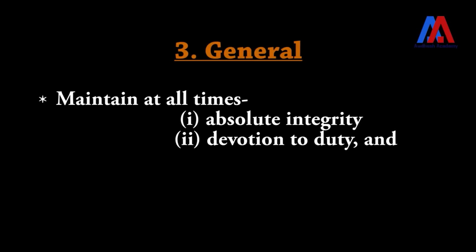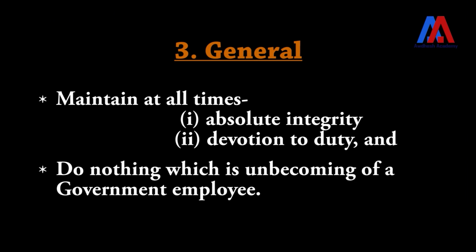So let us start with the conduct rules. The first is the general clauses of the conduct rule, which are provided in Rule 3 of the rules. It says that you have to maintain at all times absolute integrity and devotion to duty. And you have to do nothing which is unbecoming of a government employee. Now, what is unbecoming of a government employee?